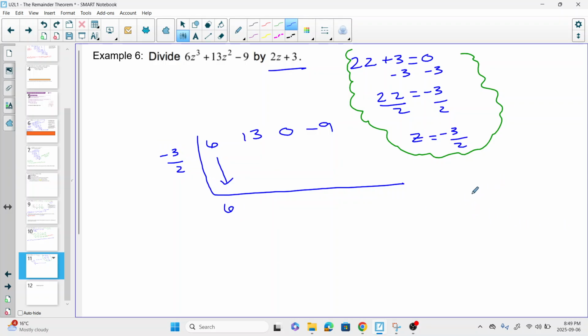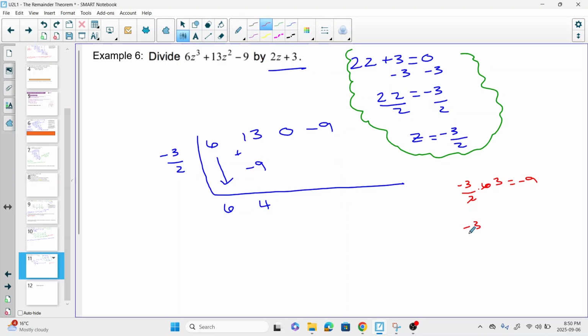We can do that off to the side. Let me just grab a different color here. So we have negative 3 over 2 times 6, we can divide out that. 6 divided by 2 is 3, and we end up with negative 9. So 6 times negative 3 over 2 is negative 9. And now we're adding. 13 plus negative 9 is 13 minus 9, which is 4. And again, we have to do 4 times negative 3 over 2.